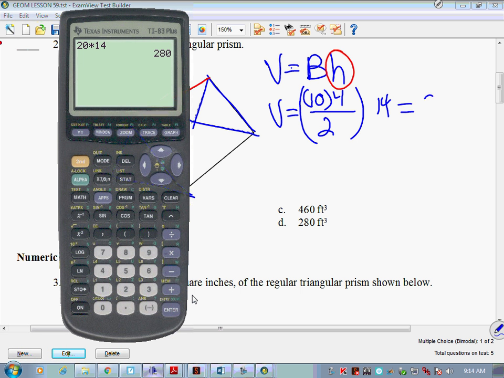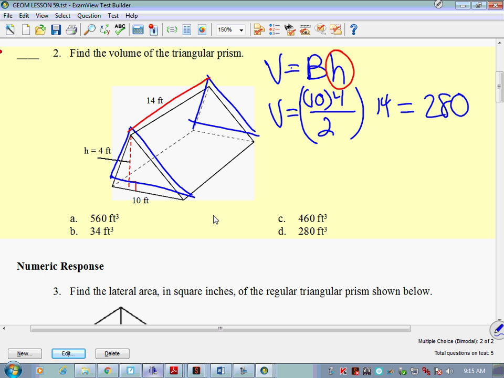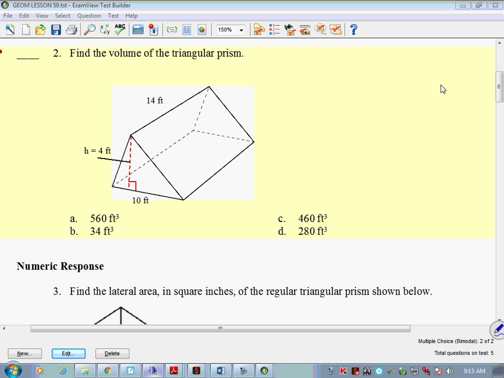Okay, 280, and I believe we're talking feet, and because it's volume, we are cubed, because this right here is in units squared, and this is in units to the first. Units squared, units to the first, add those, we get units cubed. That's how we get that. All right, so again, don't let the orientation mess you up.